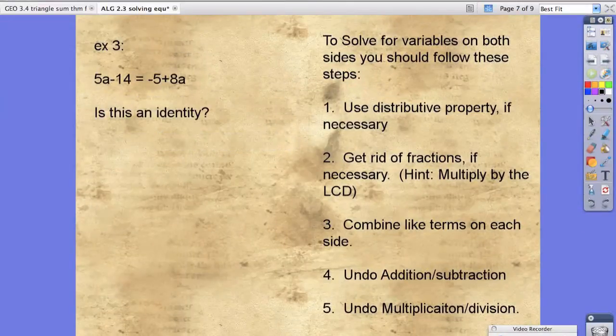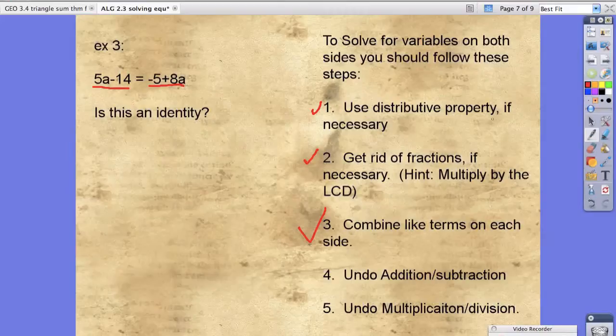So let's try one more. So we're going to go through the steps. In example 3, is there distributive property? No. So we can move on. Are there any fractions? No. Combine like terms on each side? Well, can't combine those, and I can't combine those, so check.